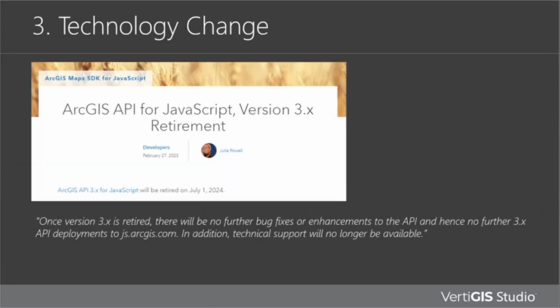And last but not least, the technology change. So there's a link from Esri. If you come up to me, I can send you this link also, but you can also just search for it on the web. This is published. The ArcGIS API for JavaScript version 3 has been retired. So there will be no further enhancement, no further bug fixes. So that means also no security patches. And this is a concern.